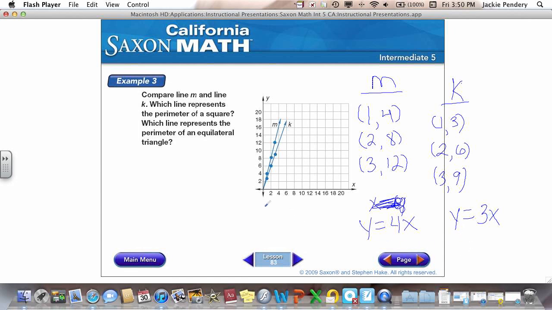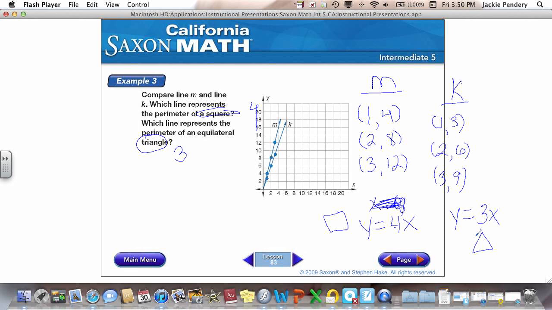Now, we know that in a square, there are 4 sides. And we know that in a triangle, there are 3 sides. So if I go back over here, because I have to multiply by 4 sides in order to get y, M is my square. Because I multiply by 3, K is my triangle.